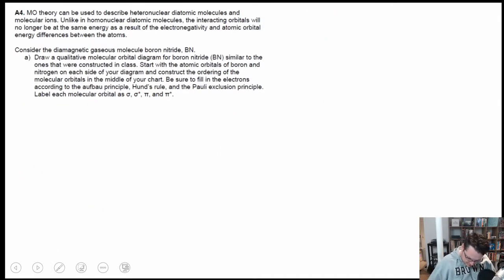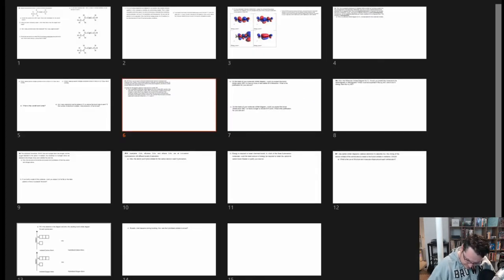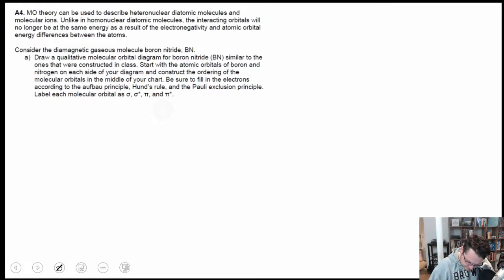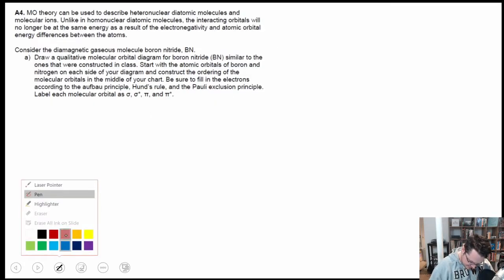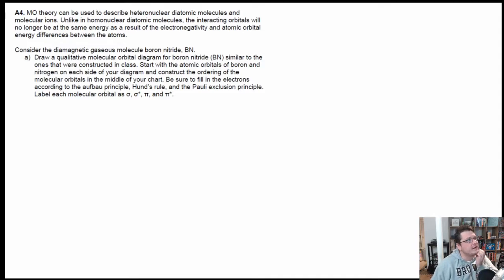All right, A4. So this now is a heteronuclear diatomic, right? So now we're talking about boron and nitrogen. And so again, we do the same thing that we would normally do, where we draw the two atomic orbitals first on both sides. So I'm going to have boron over here, and then over here, I'm going to have nitrogen.